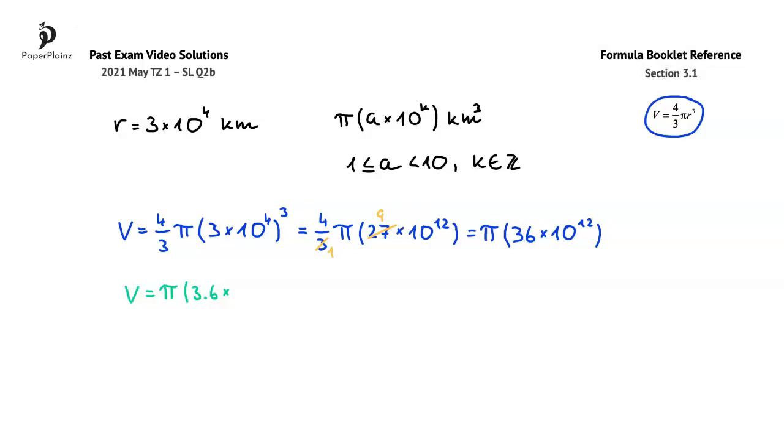Now, since we divided 36 by 10 to get 3.6, we'll multiply 10 to the power of 12 by 10 to, in a way, cancel the effects of the division. 10 to the power of 12 multiplied by 10 gives us 10 to the power of 13. The unit of the volume here is kilometers cubed. We can either leave our final answer like this, or we can write out that A is equal to 3.6 and that K is equal to 13.